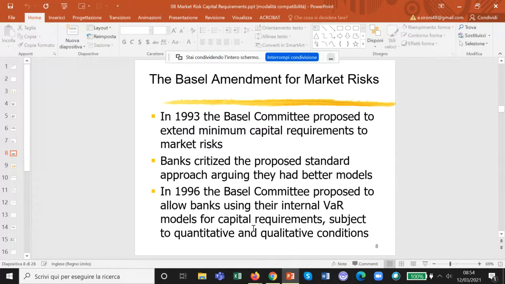And of course, the banks came up with different results. Different results because, you know, some banks were using, say, parametric approach, others were using historical simulations, and so on, right? Maybe different confidence level, different time horizons, all the parameters that we saw so far, okay?